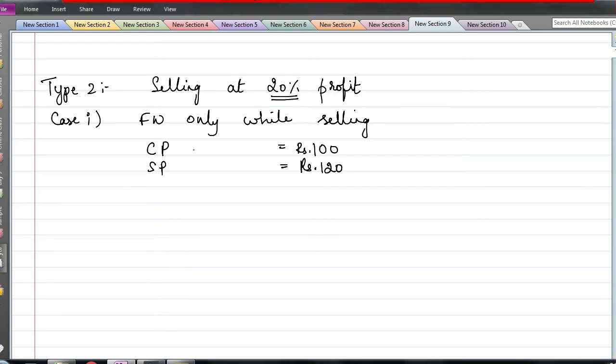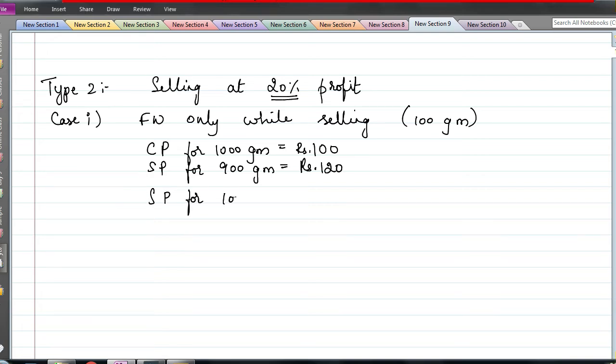Now, this cost price is for 1000 grams and he is using 100 grams of false weight while selling. So, he is not selling 1000 grams, he will sell 900 grams. Okay, now we need to find what the selling price for 1000 grams is.